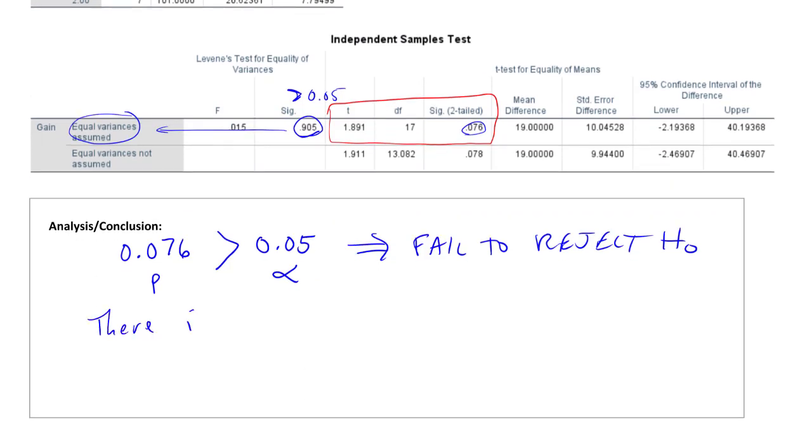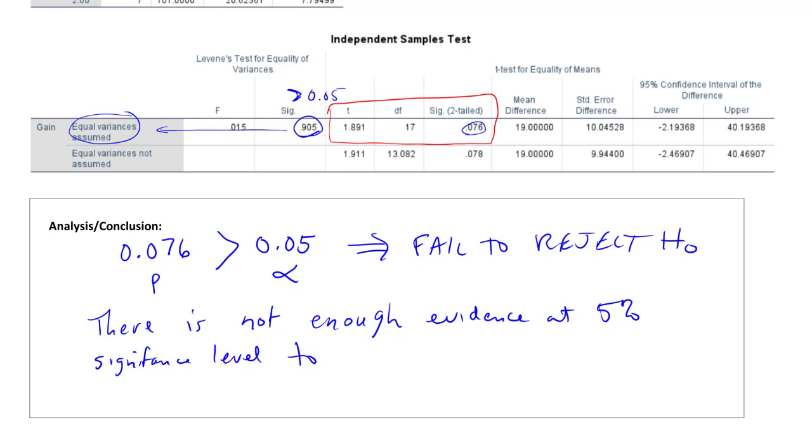Therefore, there is not enough evidence at the 5% significance level to reject the claim, specifically the claim that the mean weight gains are equal. We haven't shown that we can say that they are unequal. We've said that there is not enough evidence to reject this claim.